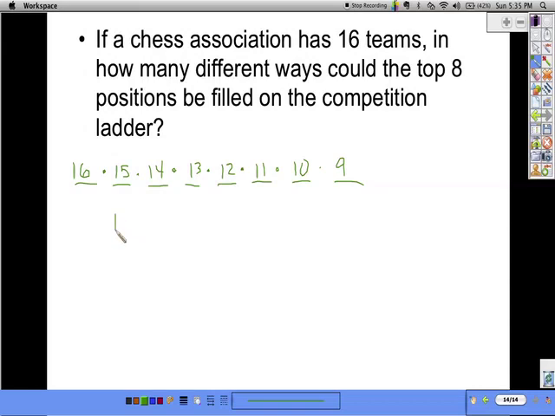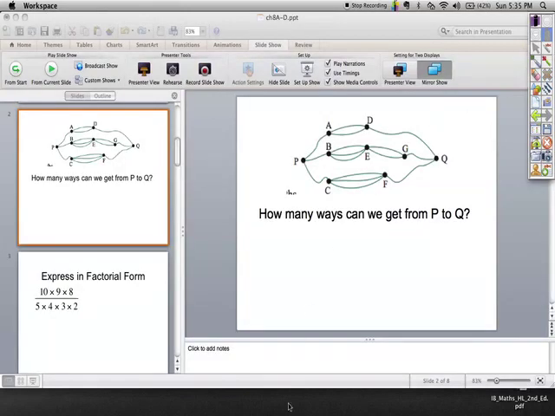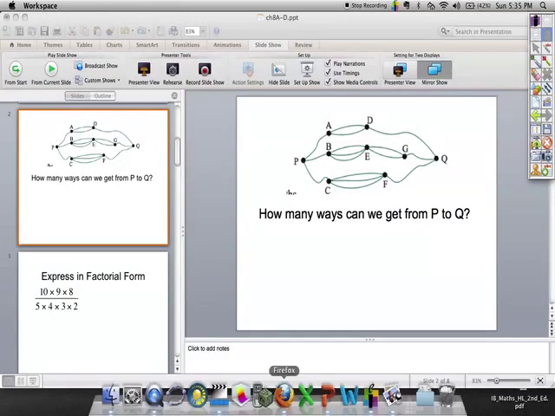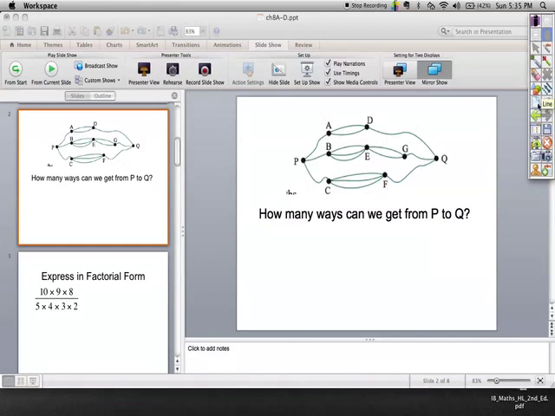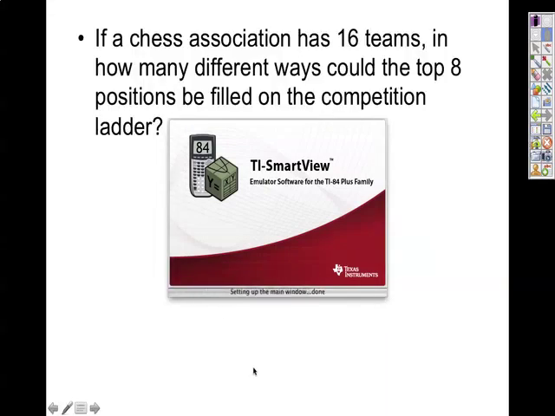This is the same thing as 16 factorial divided by 8 factorial, or what's commonly referred to as 16P8. Permutations of 16 things taken 8 at a time. In other words, how many orders of 8 can be made from 16 things? And that's something that can be calculated within your calculator. And we'll come back to that in the next section if you're not sure how to go about that.